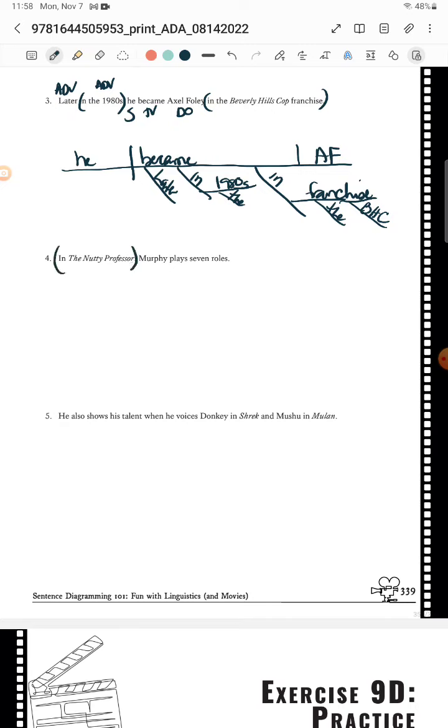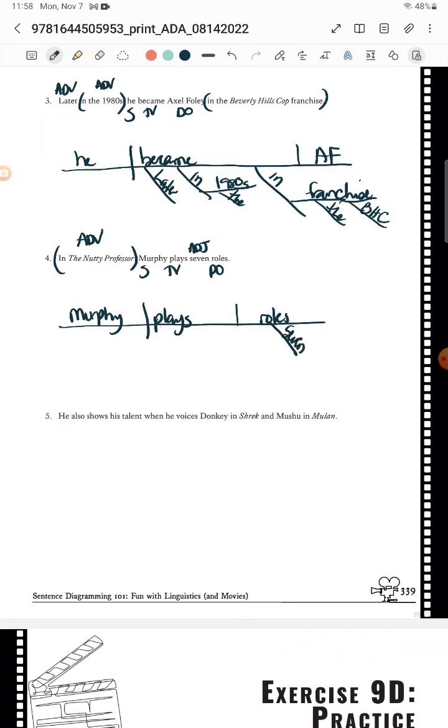Continuing, we've got another adverb prepositional phrase telling me when, or I'm sorry, where, still adverbing. Murphy plays, what does he play? He plays roles, and then 7, adjective. All right, so we've got Murphy plays, he plays roles, he plays 7 roles, and then he plays those roles in The Nutty Professor.